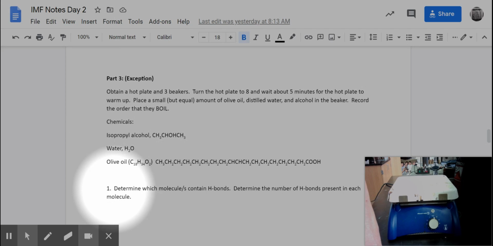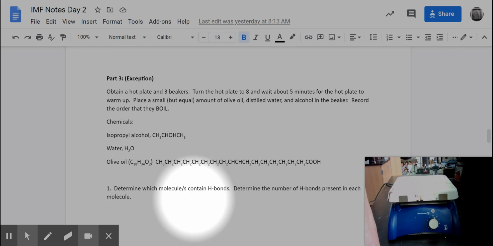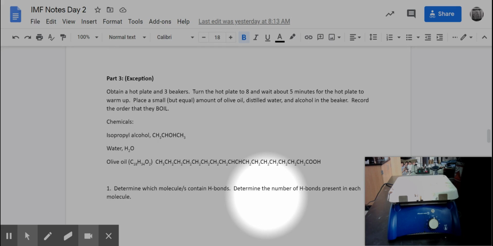But we would like to do this. We would like to determine which molecules contain H bonds up at the top, and then how many H bonds are in those molecules.